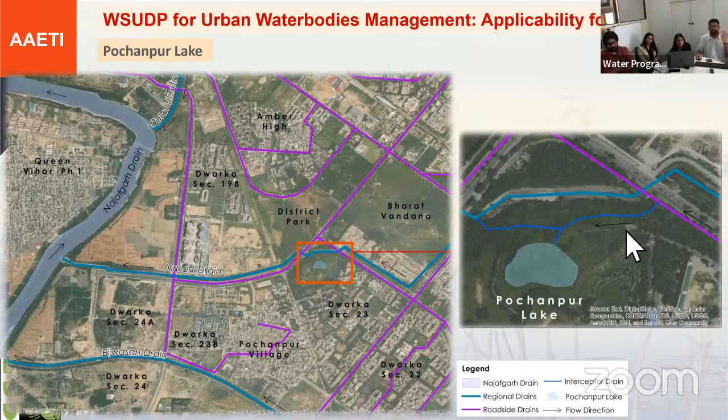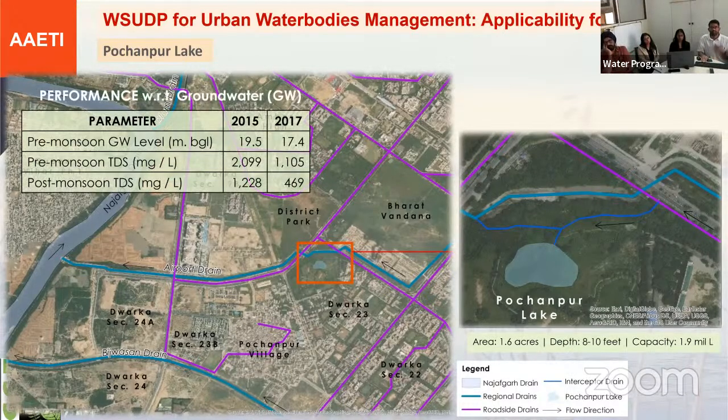And this lake was being revived by the local community itself, led by Mr. Diwan Singh under the Yamuna Bachao Andolan. He's a resident of Pochanpur village, and he and his team have been at loggerheads with DDA to revive this lake. Now, what are the benefits of these lakes?